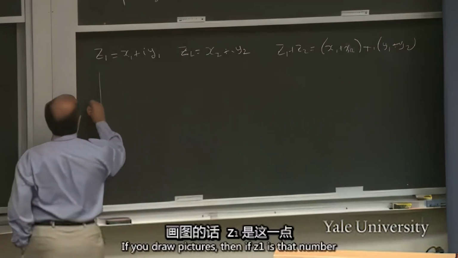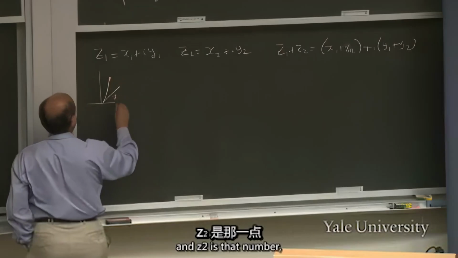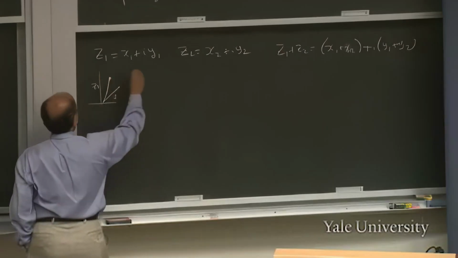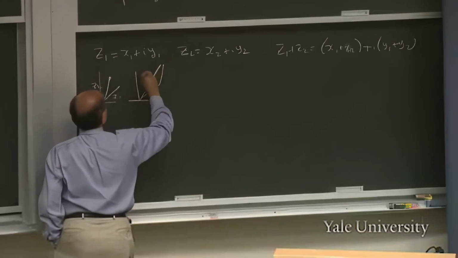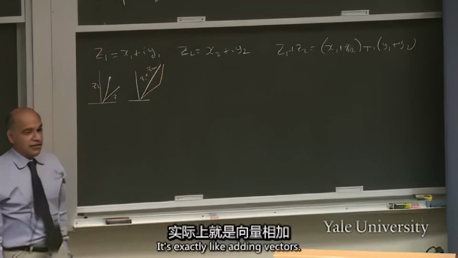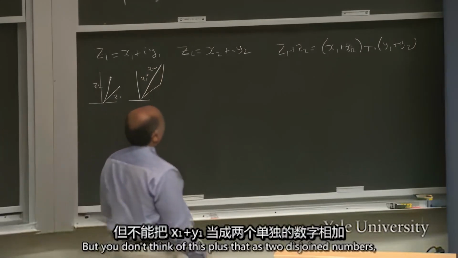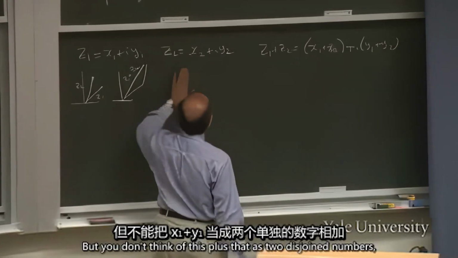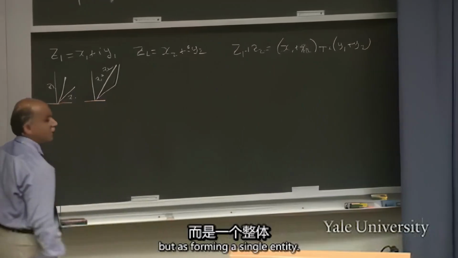If you draw pictures, then if z1 is that number and z2 is that number, then z1 plus z2 really is like adding vectors. This number is z1 plus z2. It's exactly like adding vectors. But you don't think of this plus that as two disjoint numbers, but as forming a single entity.